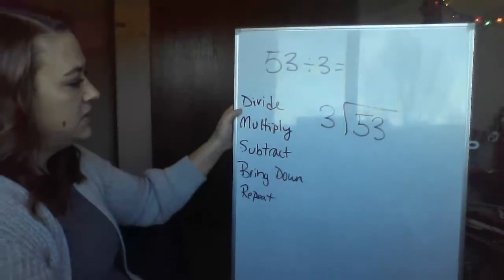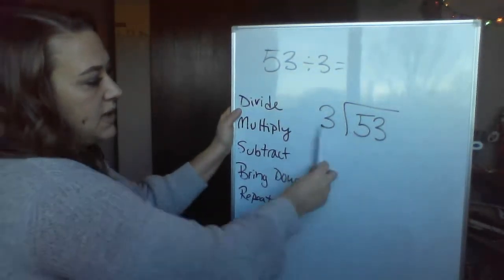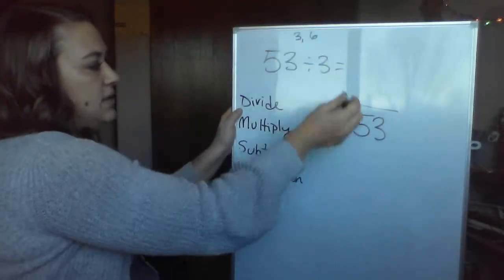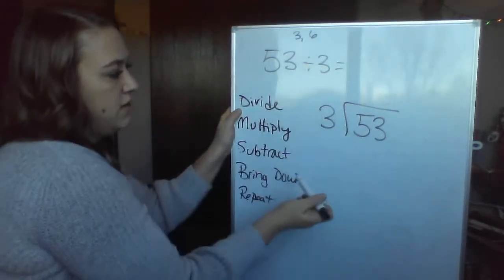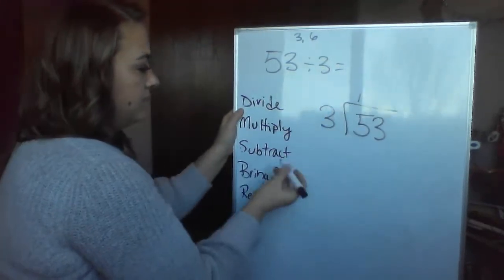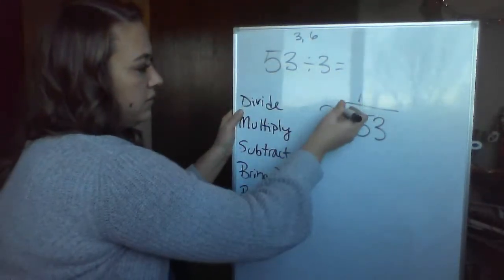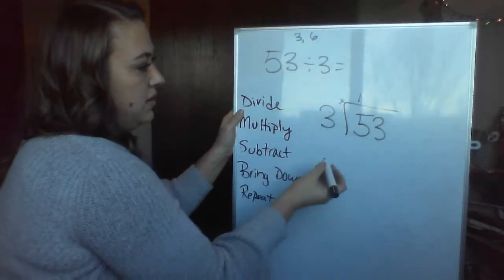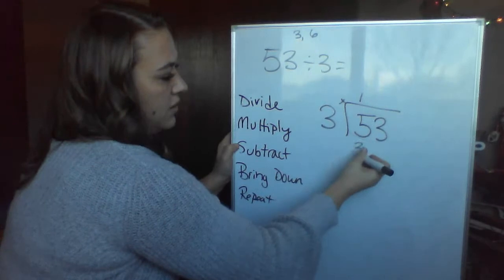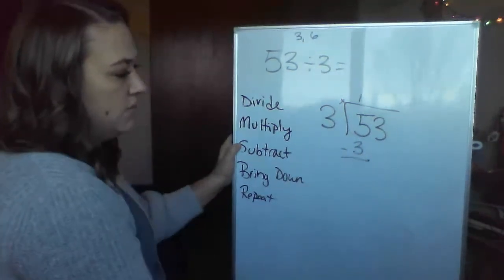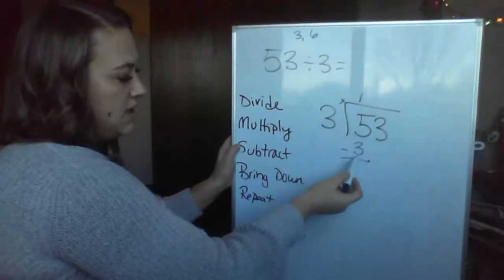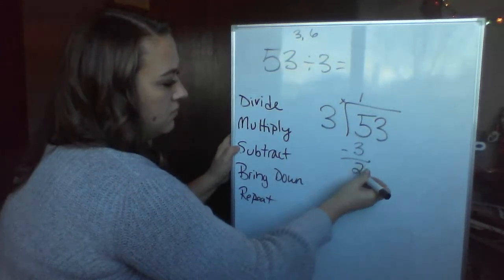Okay, first we divide. How many groups of 3 can I make out of 5? Well, I've got 3, 6. 6 is too many, so I can only make one group of 3. So 1 goes on the answer line. I'm going to multiply. 3 times 1 is 3. I'm going to subtract that answer from what I divided into. 5 minus 3 gives me 2.